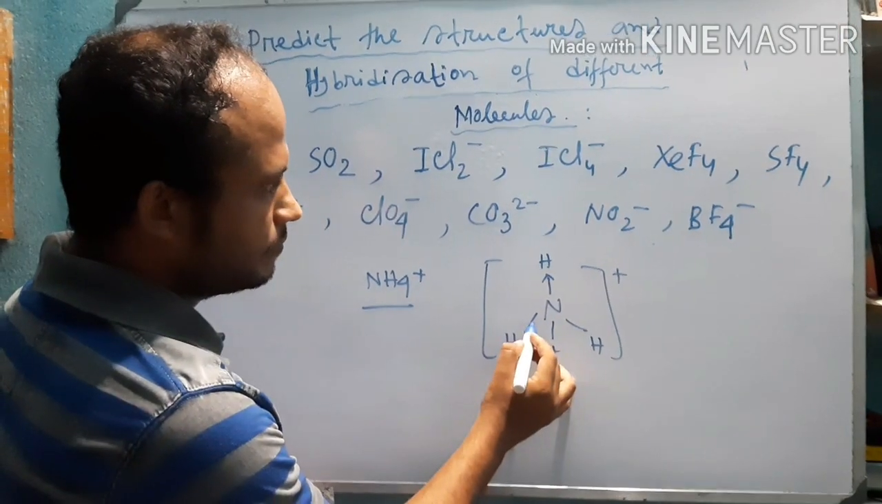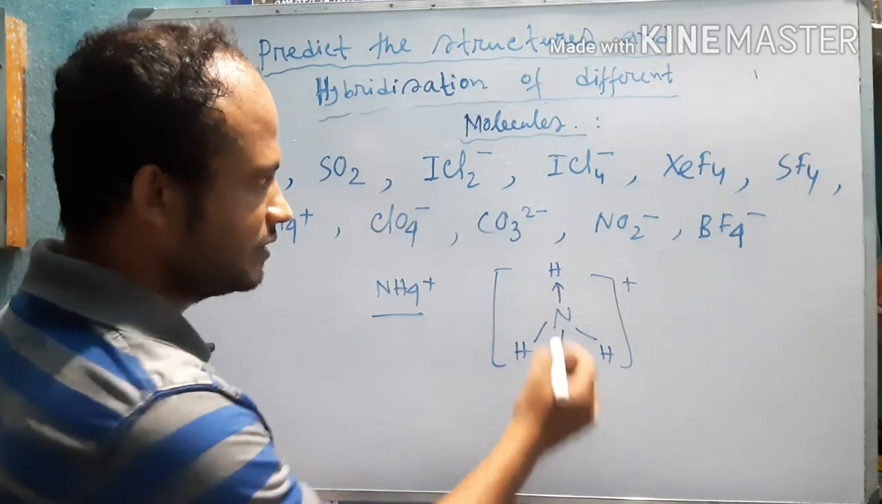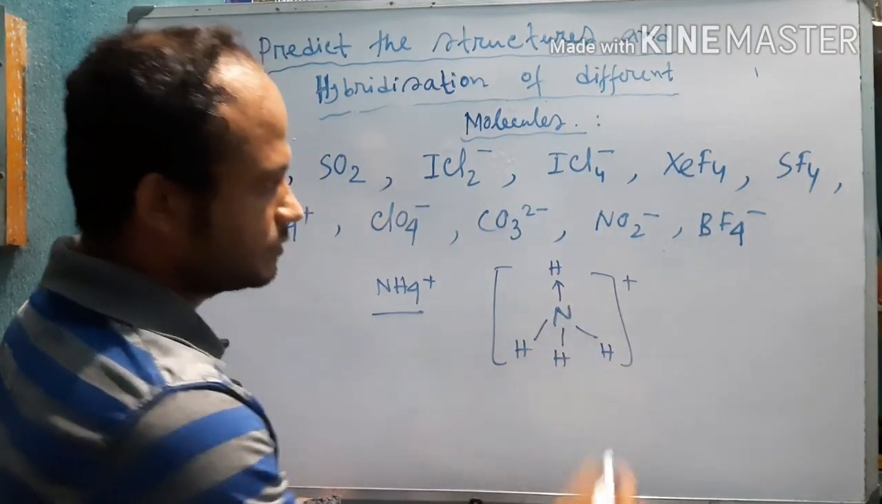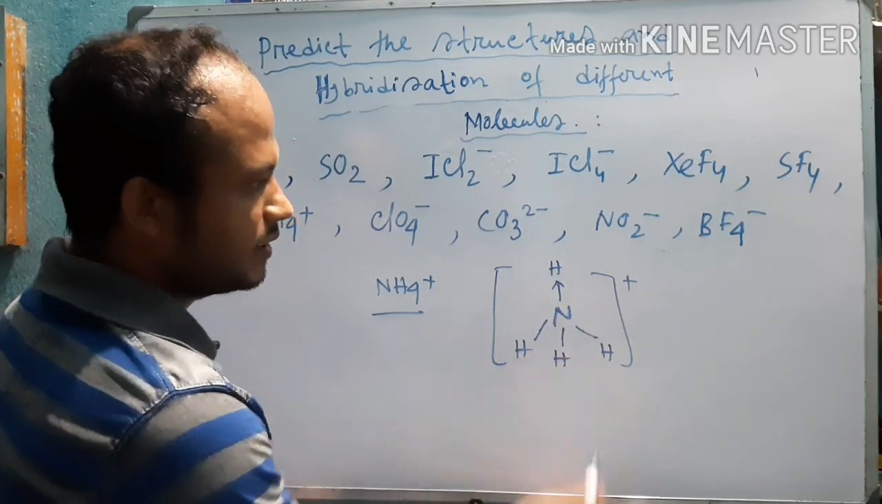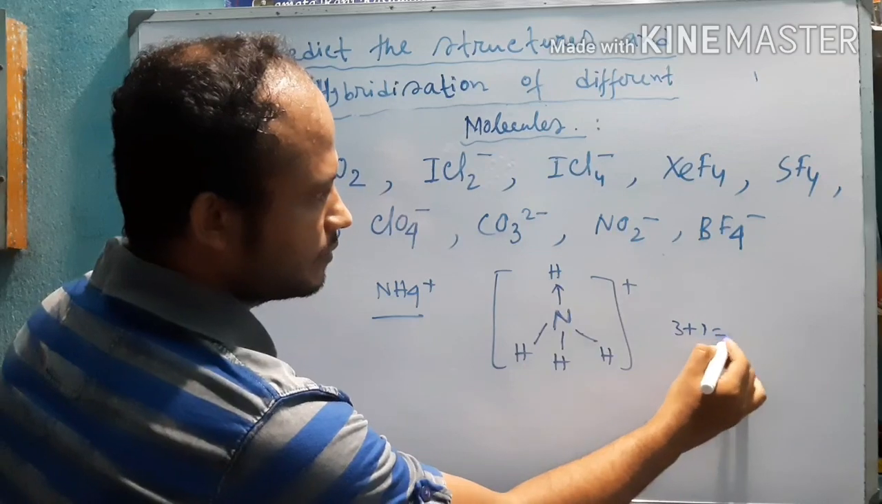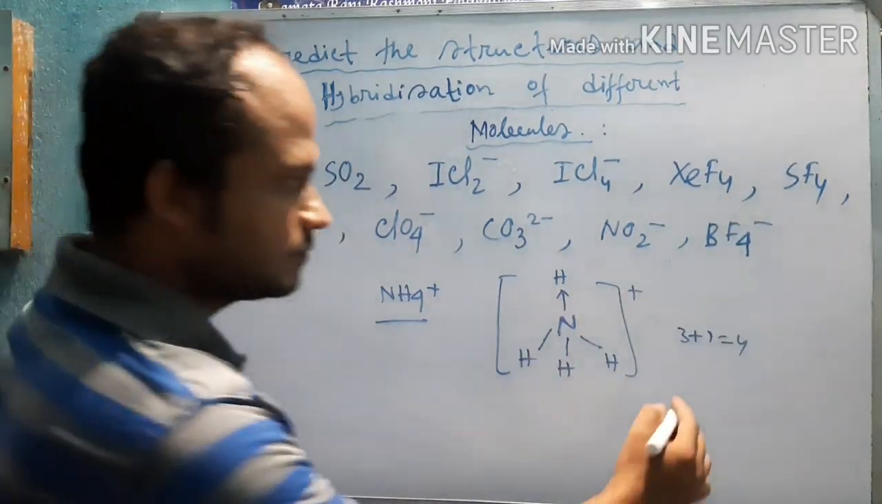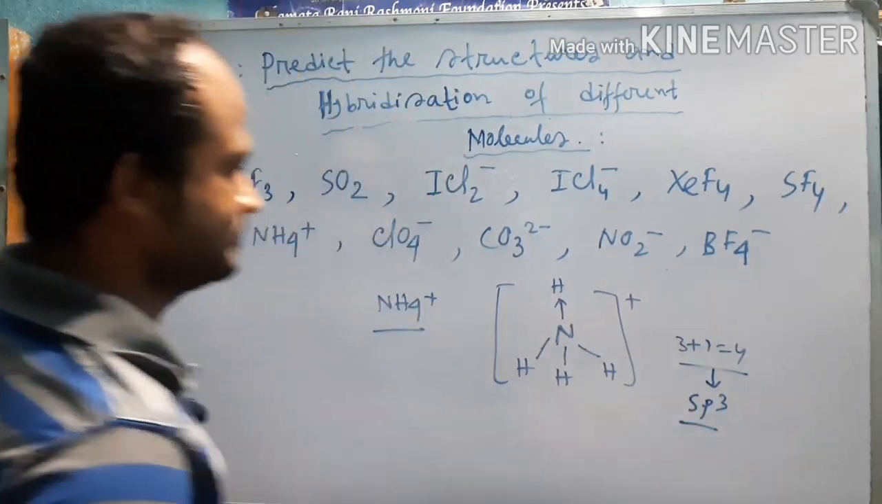Calculate the number of sigma bonds, lone pairs and coordinate covalent bond. Here there is no lone pair on this nitrogen atom. The number of sigma bonds is 1, 2, 3 and 1 coordinate covalent bond, that is 3 plus 1 equals 4. So the hybridization is sp3.